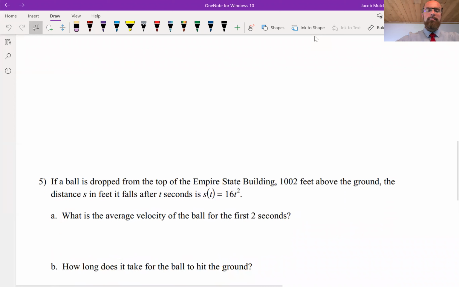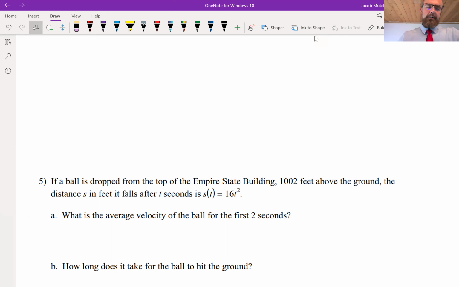So here we see if a ball is dropped from the top of the Empire State Building, which is 1,002 feet above the ground, the distance s in feet it falls after t seconds is s of t equals 16t squared. So as you can imagine, as we put in time values, we'll start with 0. There won't be any negative values because in terms of real life, we would only consider time as positive. And that would include all the time values up to the moment when that object or this ball strikes the ground at the base of the Empire State Building.